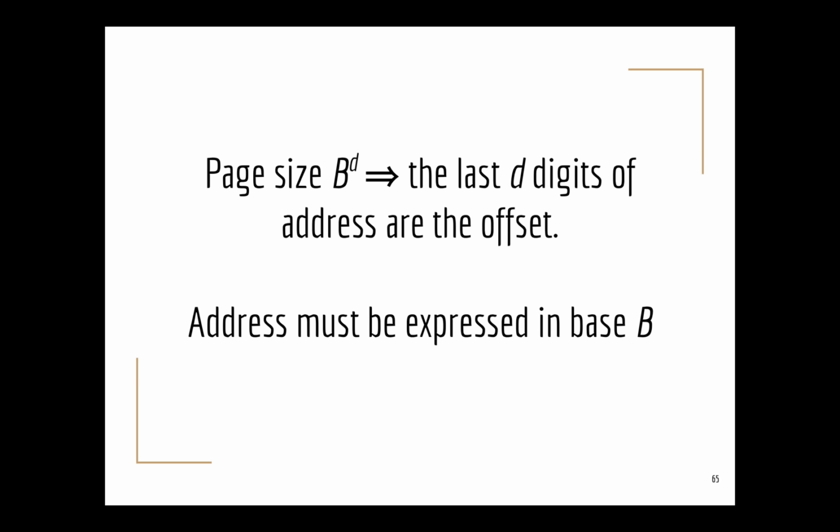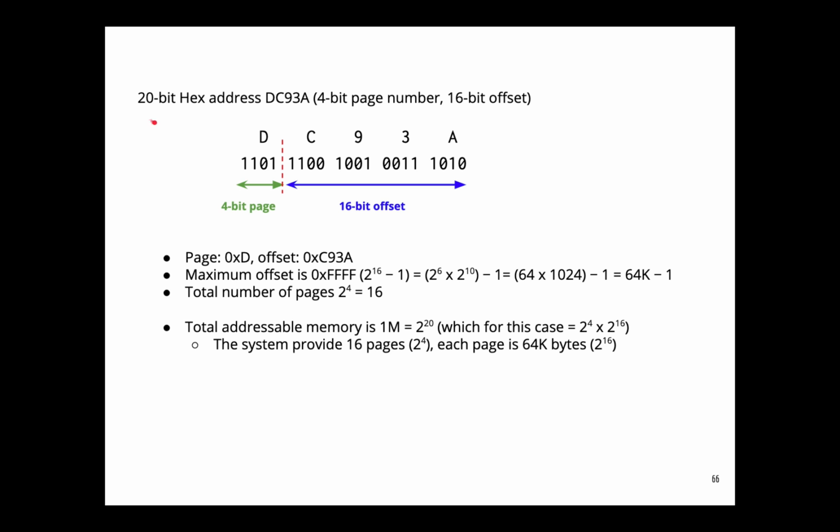Remember, we learned earlier that when the page size is b to the power of d, for some base b, then the last d digits of the address are the offset. But for this to work correctly, the address must be expressed in base b. So assume we have this 20-bit address DC93A in a system where the page number is a 4-bit number. Because in total we have 20 bits, the remaining 16 bits must be for the offset.